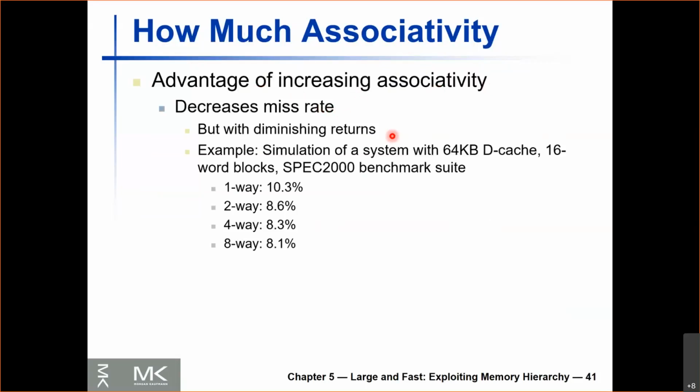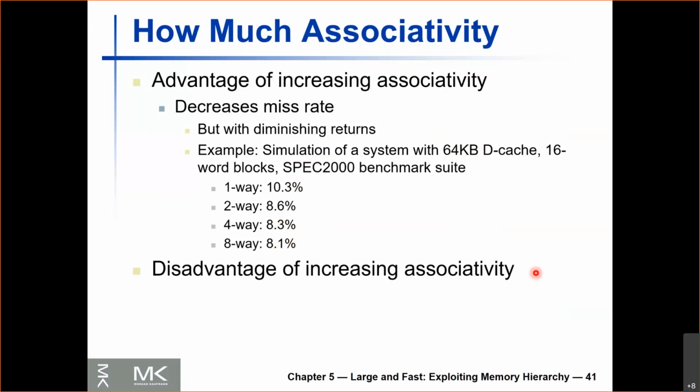If we do a simulation, this simulation of a 64 kilobyte data cache shows that as you increase associativity, you reach a point where you don't get as much improvement from increasing associativity. On the other hand, the disadvantage of increasing associativity is that it increases hit time. Why? Because when we have multiple ways, we need to check all the ways, and then we have this multiplexer that's selecting data between all the different ways. This additional multiplexer and these additional checks take more time. So increasing associativity increases our hit time, but it decreases our miss rate.